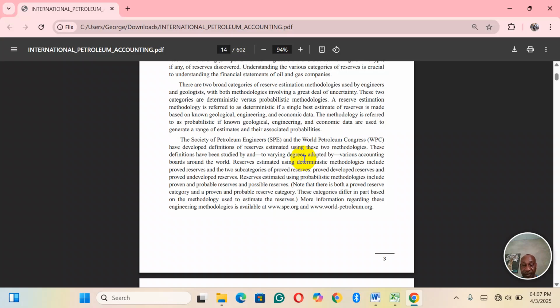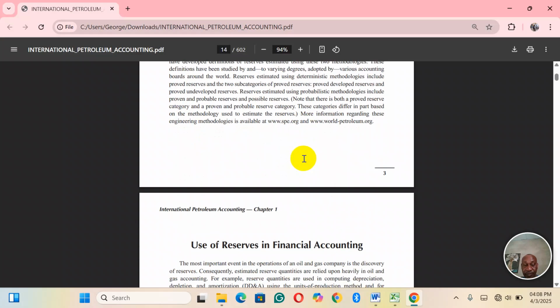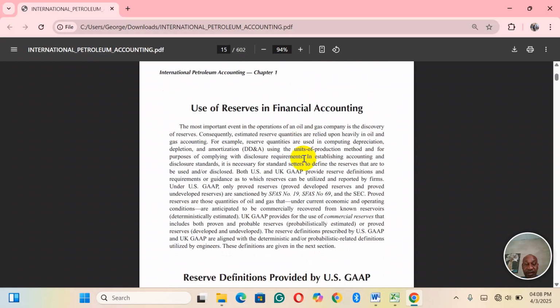More information regarding these engineering methodologies is available at the website. We're looking at the use of reserves in accounting. The most important event in the operation of an oil and gas company is the discovery of reserves. Consequently, estimated reserve quantities are relied upon heavily in oil and gas accounting.